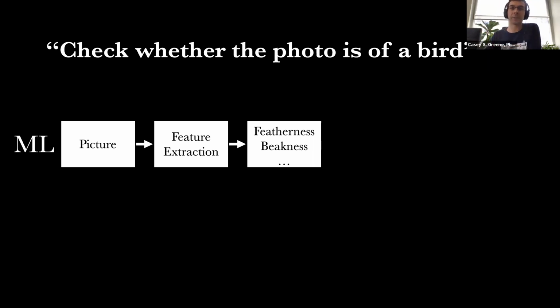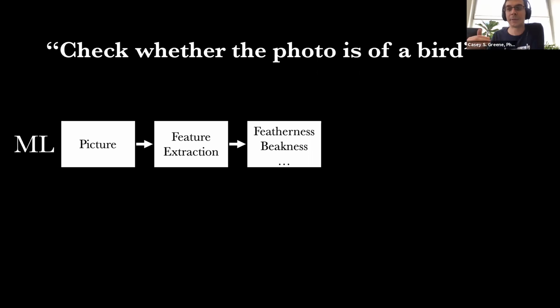So let's talk about checking whether a photo is a bird, because I thought that was a nice example. If we've got our machine learning algorithm, we're putting in a picture, and then we're going to apply some feature extraction methods on top of this. We might imagine a feature extraction method called featherness, that essentially says, how feathery is this image? We might have another feature extraction method that's beakiness.